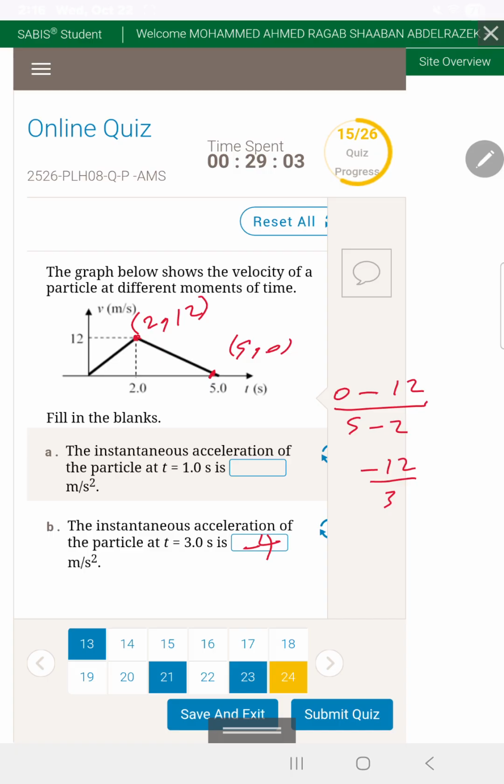Of course, if you start from the other point, it also gives you the same answer. So if you do 12 minus 0, so this minus this, over this minus this, over 2 minus 5, also you get 12 divided by negative 3. Again, you get negative 4, same answer.